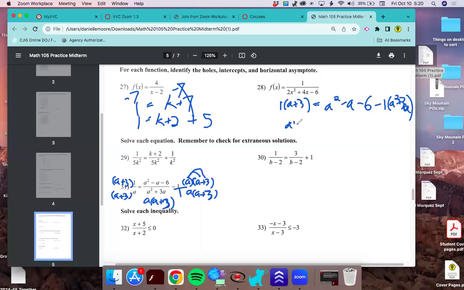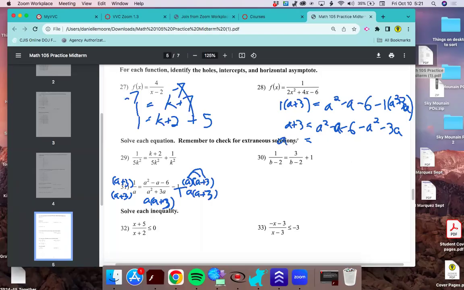1 times anything doesn't really help. So we'll just call it A plus 3, then A squared minus A minus 6, and then minusing 1 times all that. That'll be just a minus A squared and a minus 3A. From there, probably the best thing to look at is, first off, making sure your A's don't look like a number or something.